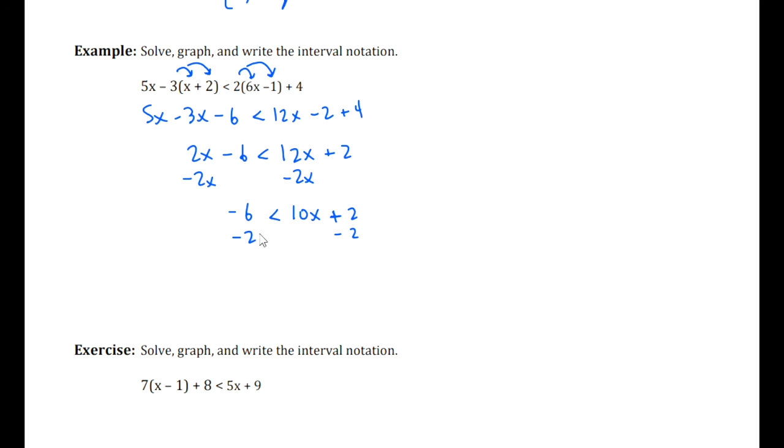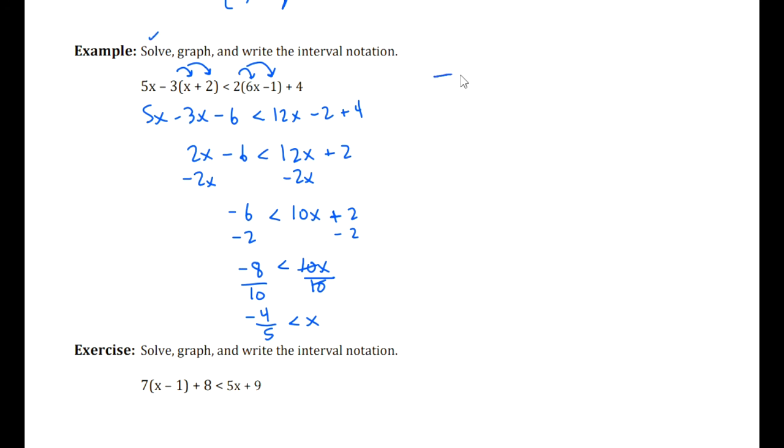If we have plus 2, then the opposite is minus 2, so we subtract 2 from both sides to move that plus 2 over. Negative 8 less than 10x. And then we have 10 times x, so the opposite of multiplication is division. We divide by 10, and we have isolated x. 8 and 10 are both even numbers, so we can cancel and reduce these down to a simpler fraction, negative 4/5. So we have all of the x that are greater than negative 4/5. So we have solved the inequality.